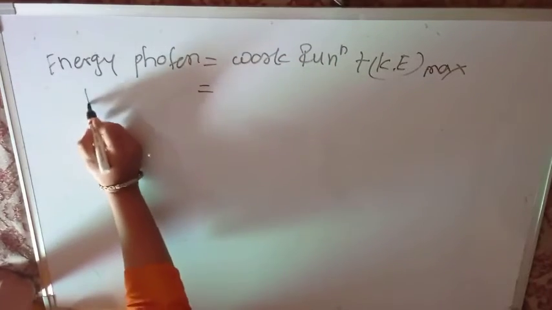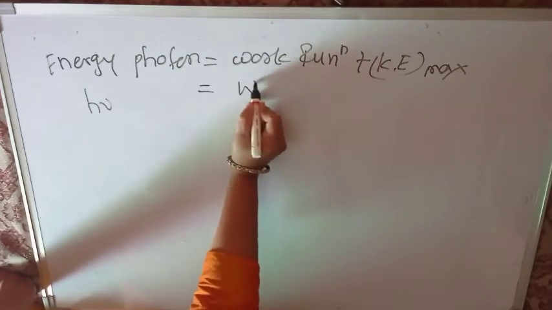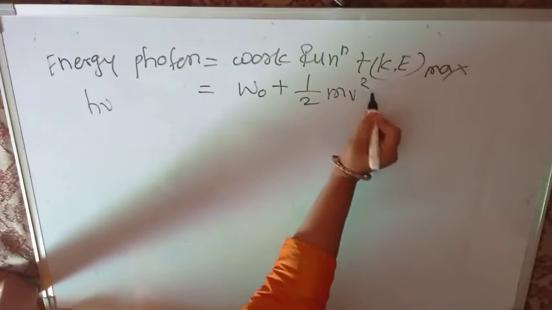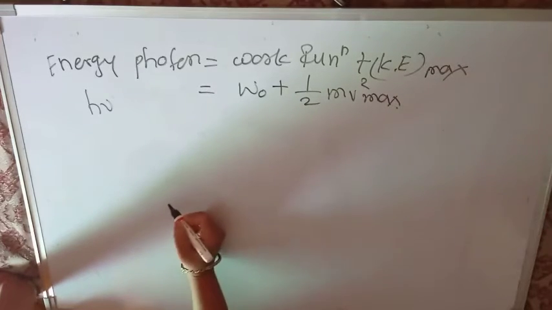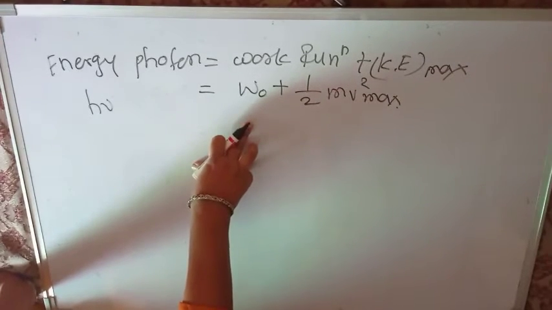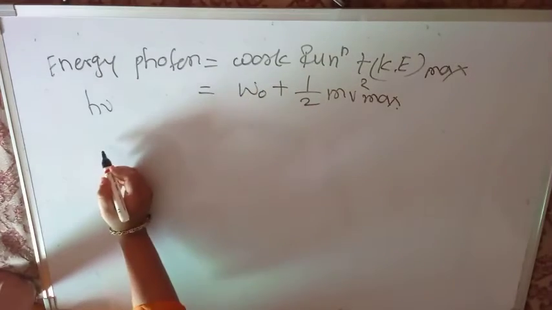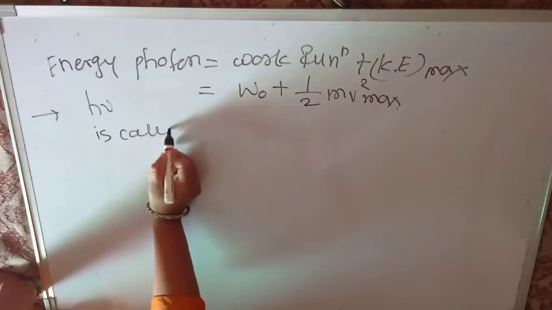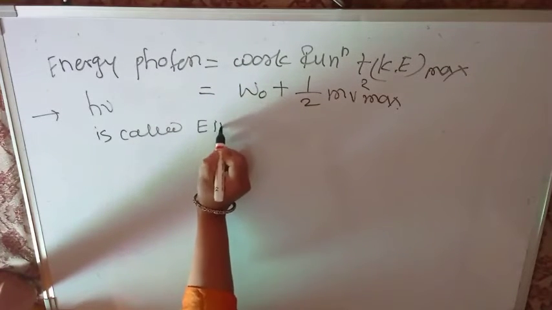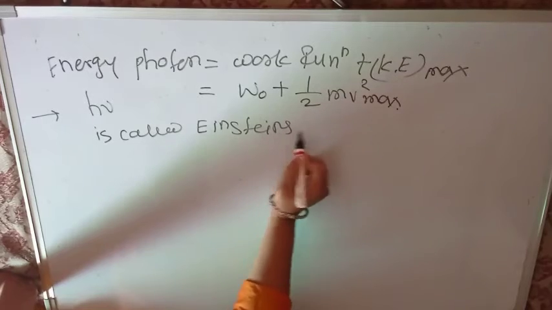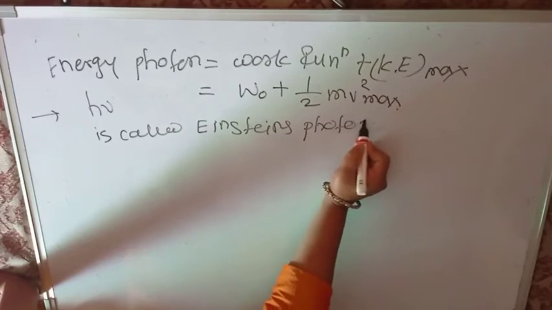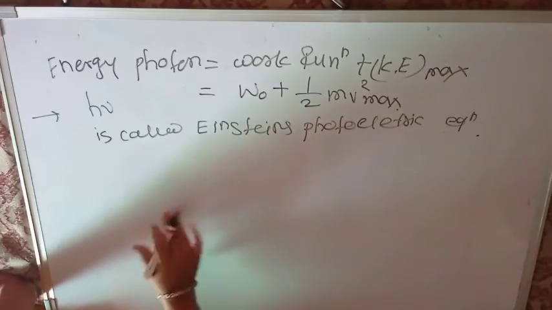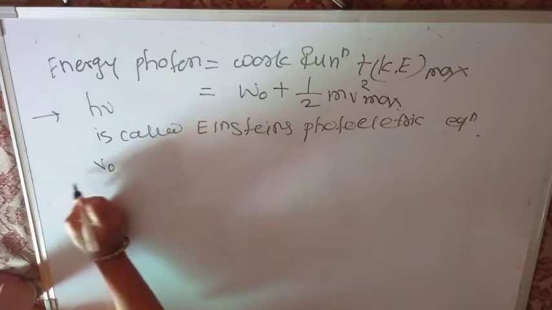The energy of the photon is hν. The work function is W suffix 0, plus half mv square max. This equation is called Einstein's photoelectric equation. Okay, now this equation is called what? Einstein's photoelectric equation.